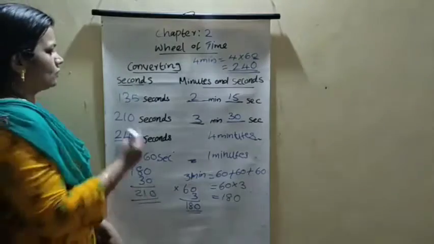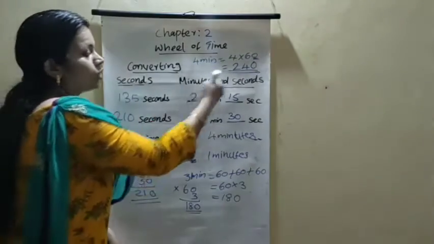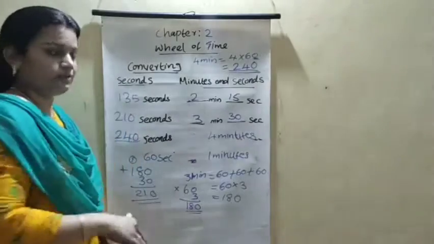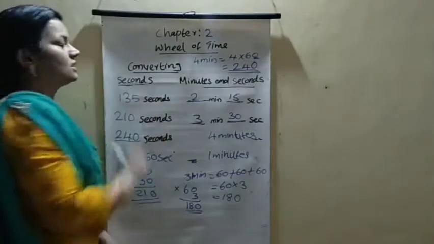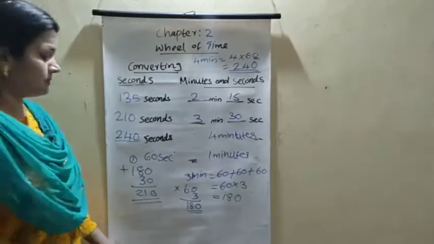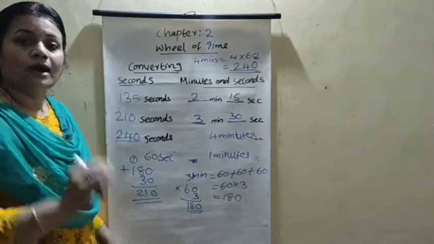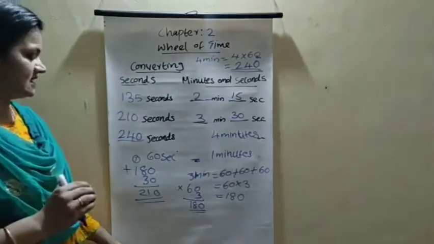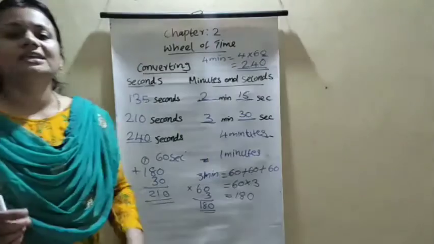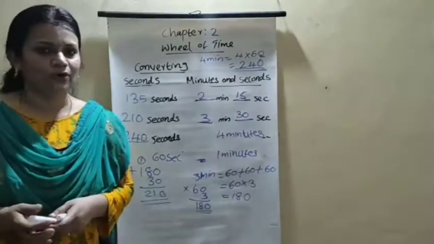Understood all of you how to convert minutes and seconds into seconds, and the reverse. All of it is based on 60. 1 minute equals 60 seconds. Okay children, understood all?